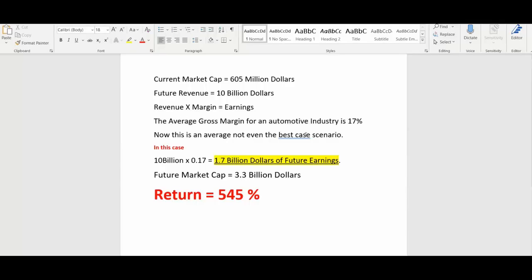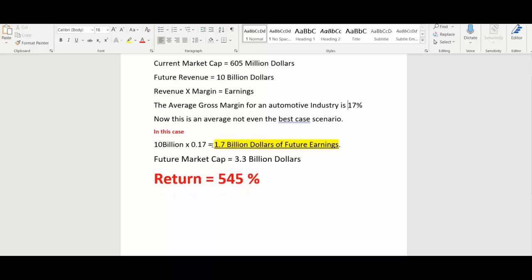And this is neither good nor bad. This is not the best case scenario, of course, because personally I think that this might be higher, but we don't know. Since this is a speculation, we actually don't know how they will be dealing with their operating costs. So in this case, if we take 17%, we get $1.7 billion of future earnings.